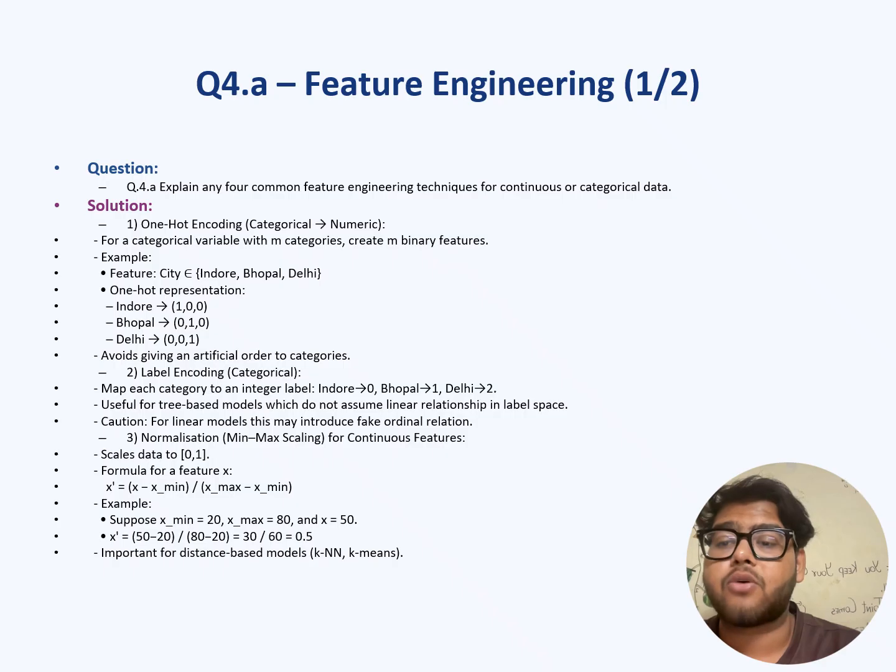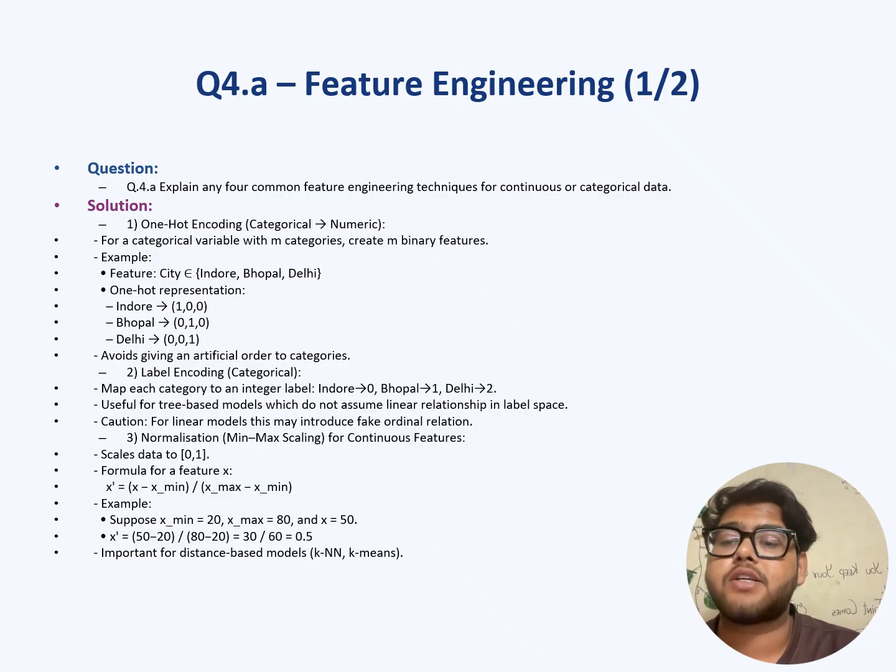Second is label encoding. Map each category to an integer label: Indore 0, Bhopal 1, Delhi 2. Useful for tree based models, which do not assume a linear relationship in label space. Caution: for linear models, this may introduce a fake ordinal relation.